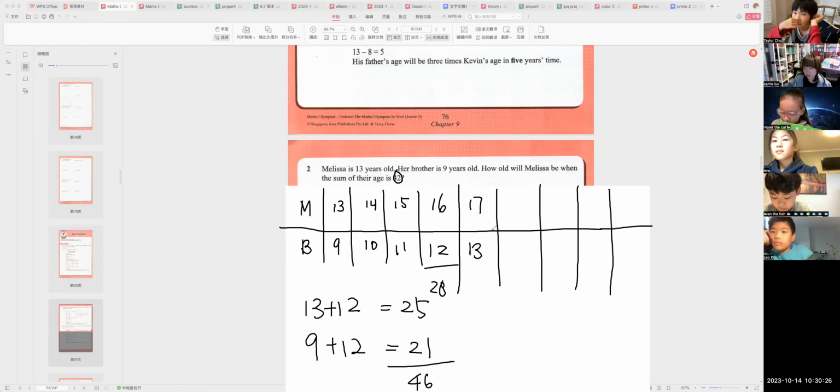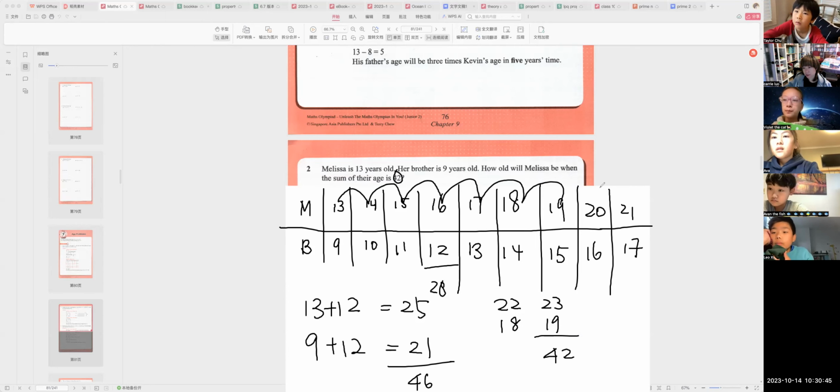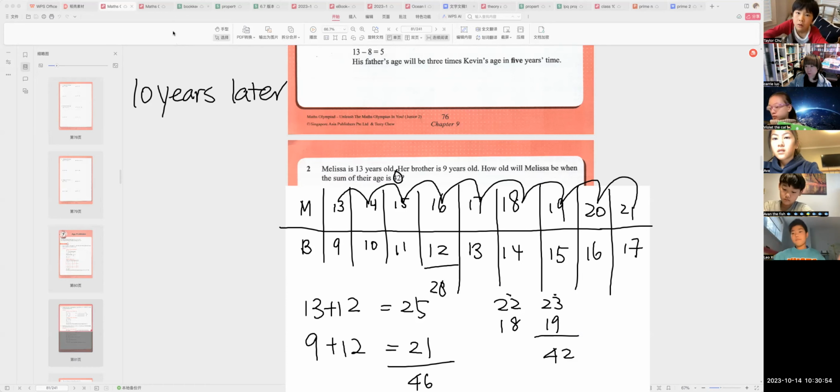Okay, so let's take a look at this one. I'm just using the listing way. I'll calculate them one by one first, okay, Taylor? You just list one by one, it's okay. So you can see 22 and 18, and 23 and 19. And this one you add together equals 42. So it's 1, 2, 3, 4, 5, 6, 7, 8, 9, 10. So I think it's 10 years later that Melissa and his brother's ages will be 42.